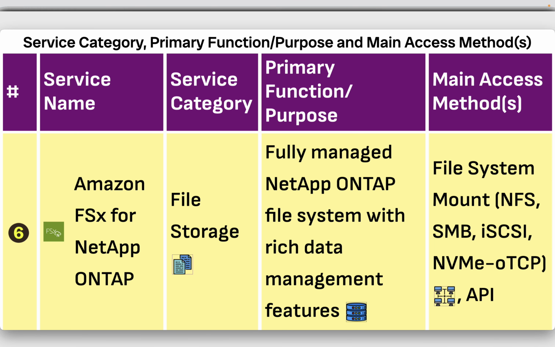Next, we have Amazon FSx for NetApp ONTAP. Category is it is a file storage. Function, it provides fully managed NetApp ONTAP file system with rich data management features. Access, so you can access via file system mount and it supports NFS, SMB, iSCSI, NVMe over TCP protocol and you can access via API also.